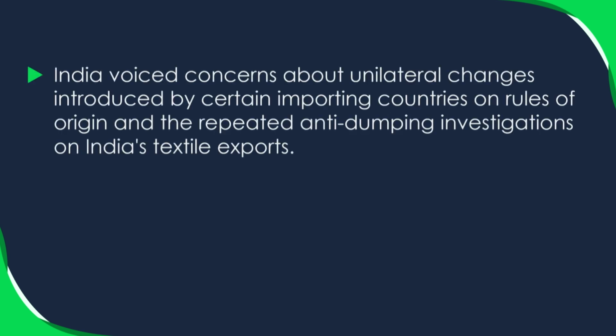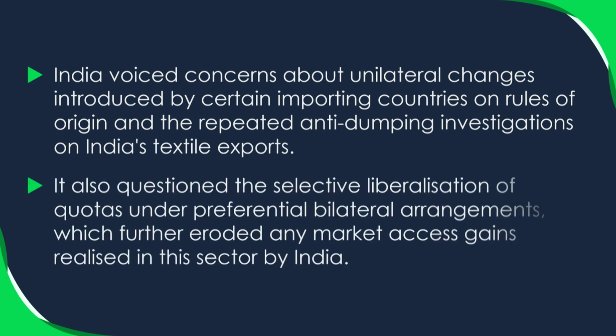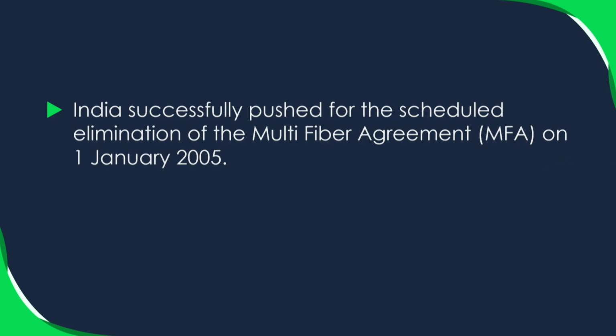India voiced concerns about unilateral changes introduced by certain importing countries on rules of origin and the repeated anti-dumping investigations on India's textile exports. It also questioned the selective liberalization of quotas under preferential bilateral arrangements, which further eroded any market access gains realized in this sector by India. India successfully pushed for the scheduled elimination of the Multi-Fiber Agreement on 1st January 2005.